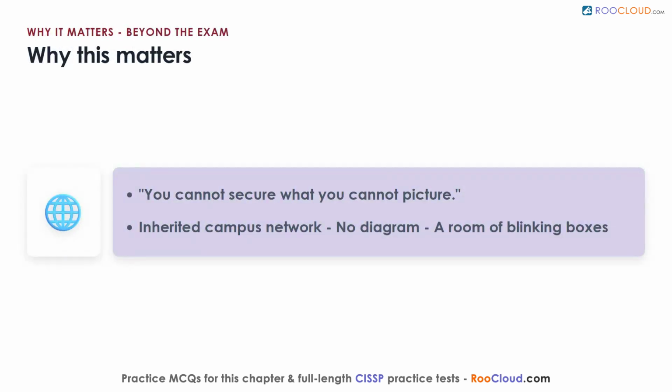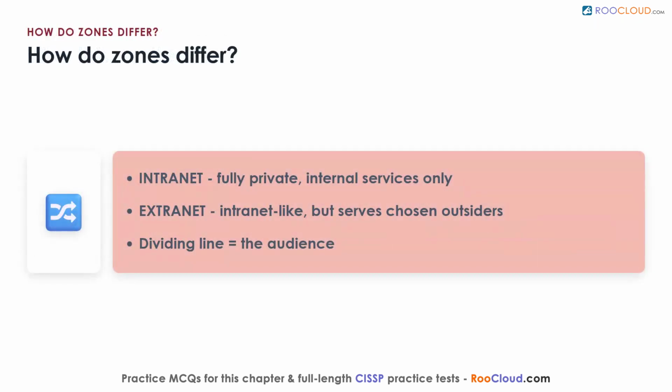Why does this matter beyond the exam? Because you cannot secure what you cannot picture. Imagine inheriting a sprawling campus network with no diagram, just a room full of blinking boxes, until you know which zone is trusted, which device splits traffic, and where outsiders are allowed in. Every control you add is a guess. Getting fluent in these components lets you design deliberately, avoid single points of failure, and place your defenses where they actually count.